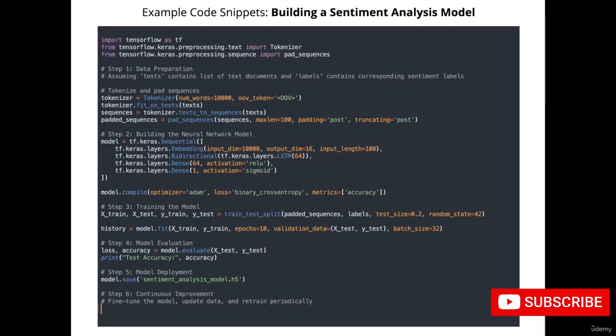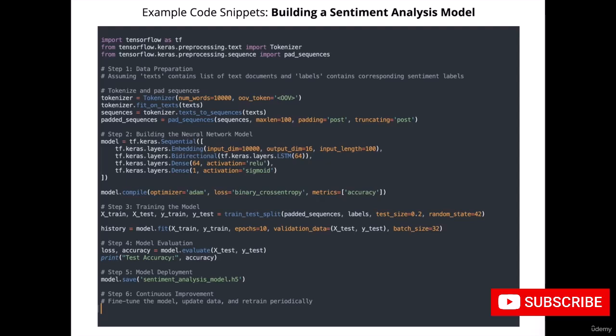size of 32. Next step is model evaluation, where we call the evaluate function, and we pass the xtest and ytest to it and get loss and accuracy out. You can print those out. Model deployment: you can save the model as I mentioned and then deploy it wherever you want using either TensorFlow Serving or anything else that you prefer.